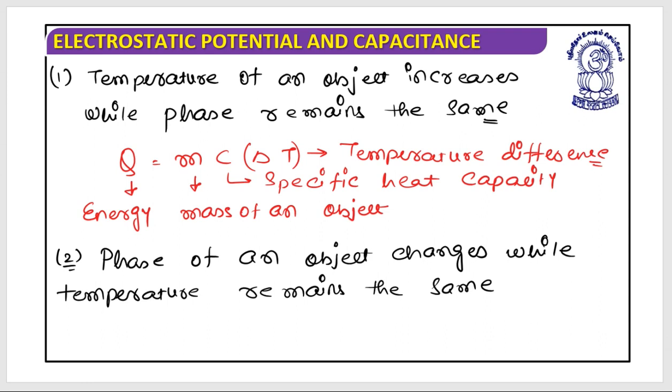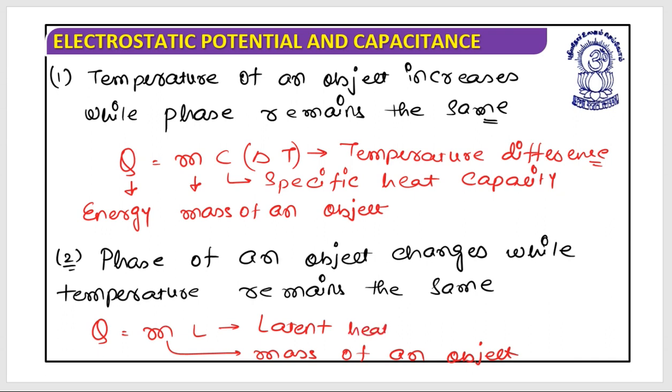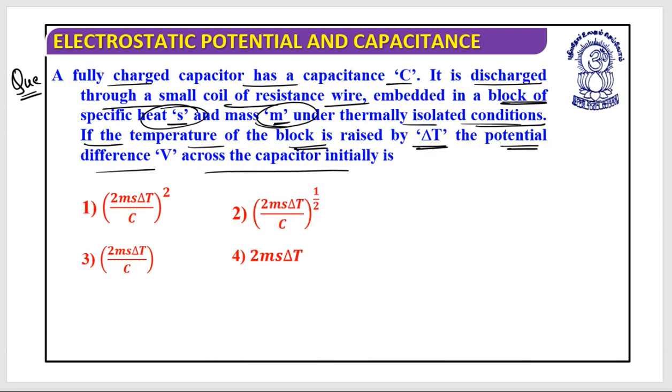If it is this situation, then what I can have is Q is equal to M into L. Here Q is again the energy supplied to the object, M is the mass of the object, and L is the latent heat required to change the phase. So here what happens, only the temperature of the block is raised by delta T.